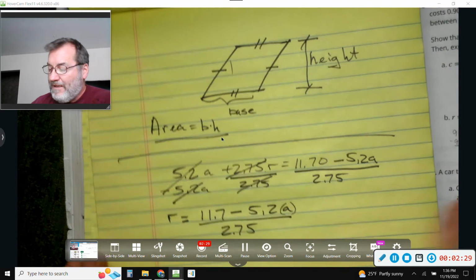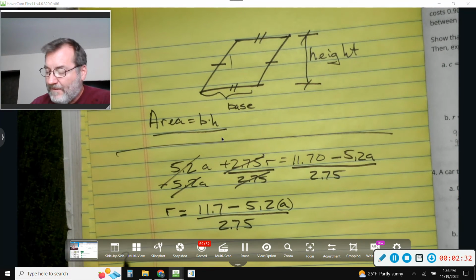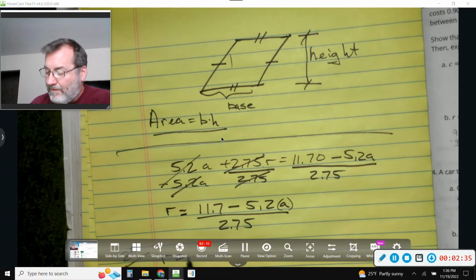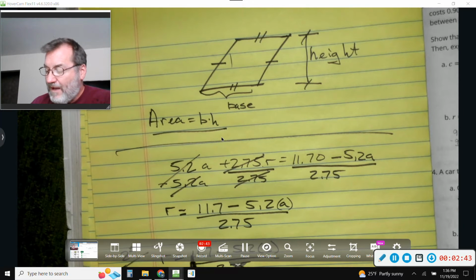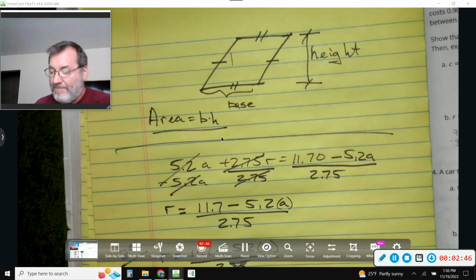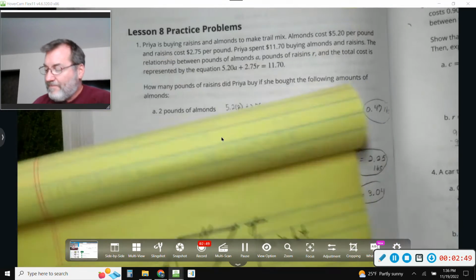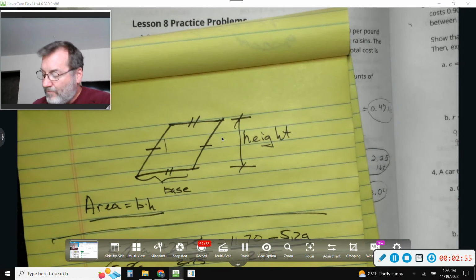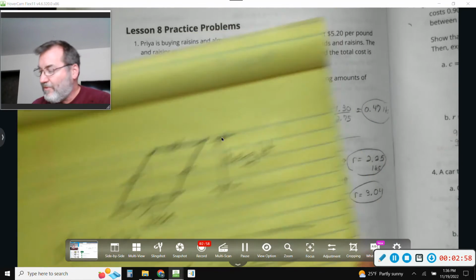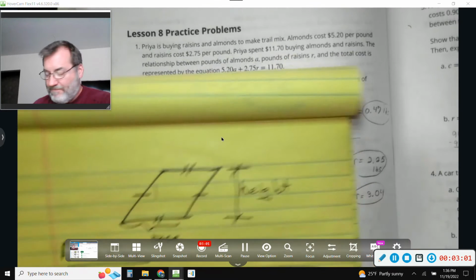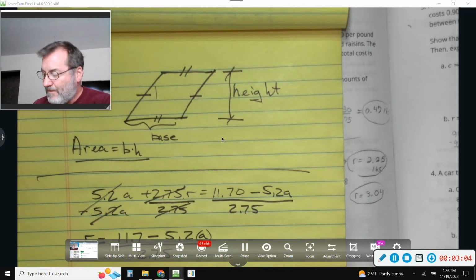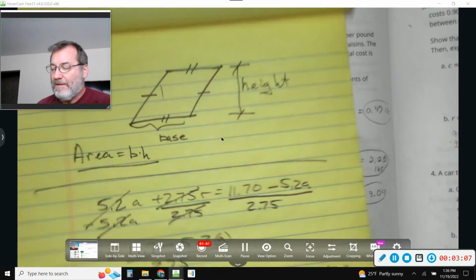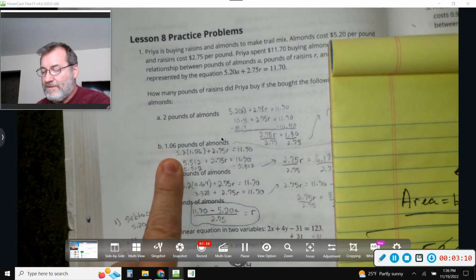Now let's just go through and figure this out. For 2 pounds, if I take this equation and put in 2 pounds, R equals 11.7 minus 5.2 times 2, divided by 2.75. You do the math up here first and divide by 2.75, so you get 1.3 divided by 2.75, which equals 0.47 pounds of raisins.